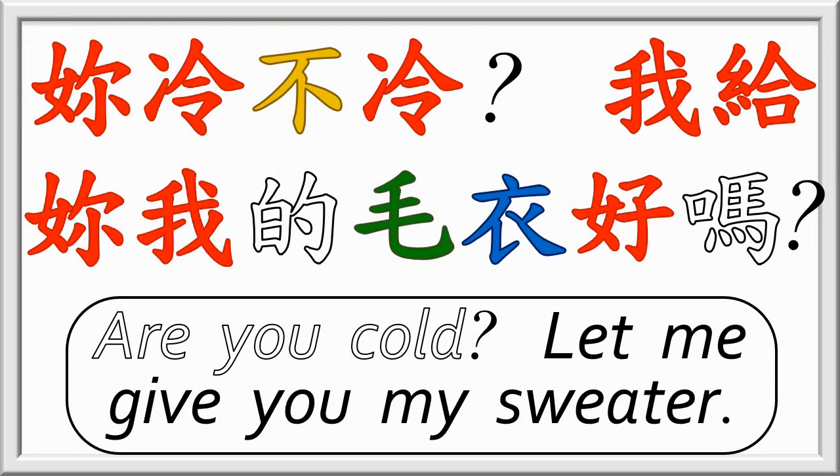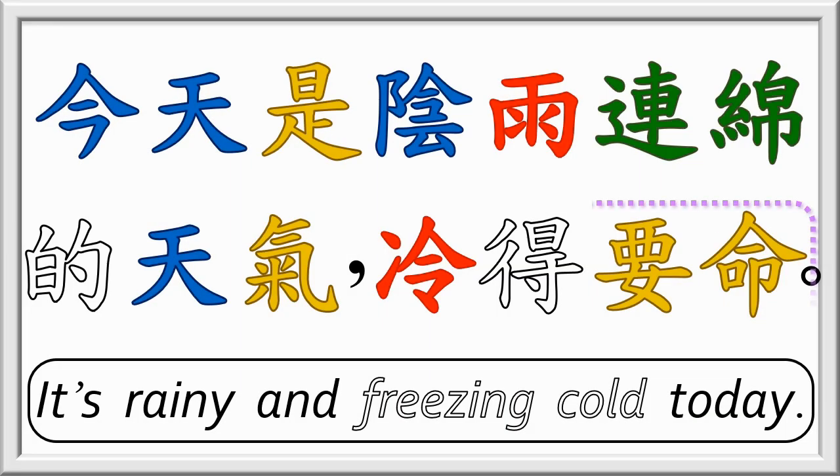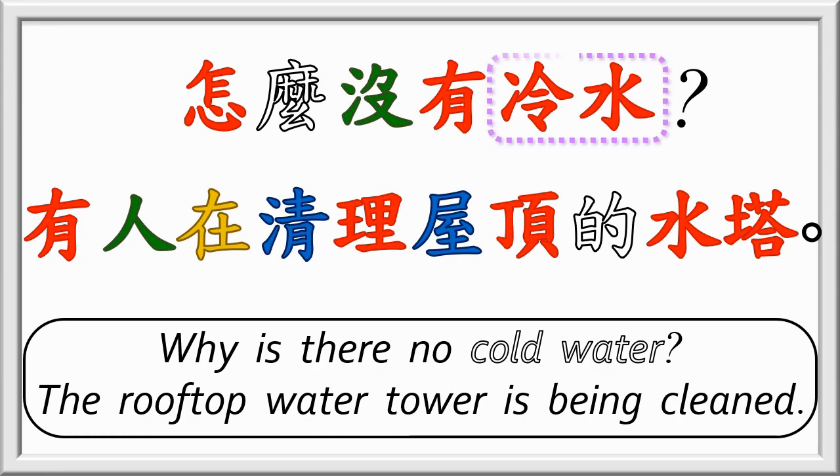你冷不冷？我给你我的毛衣好吗？ Are you cold? Let me give you my sweater. 今天是阴雨连绵的天气，冷得要命。It's rainy and freezing cold today. 怎么没有冷水？有人在清理屋顶的水塔。Why is there no cold water? The rooftop water tower is being cleaned.